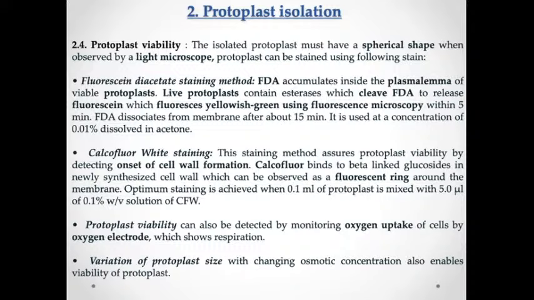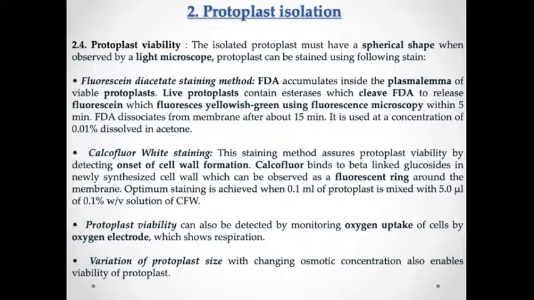Whereas the calcofluor white staining method assures protoplast viability by detecting the onset of cell wall formation. Calcofluor binds to beta-linked glucosides in the newly synthesized cell wall, which can be observed as a fluorescent ring around the membrane. The optimum staining required is 0.1 ml of protoplast mixed with 5 microliters of solution of CFW.